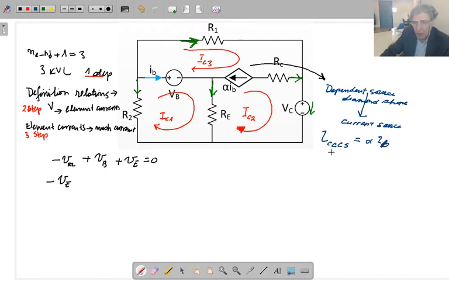What about the voltage of this element? It is this V current controlled current source voltage. It is unknown. That's the definition relation.